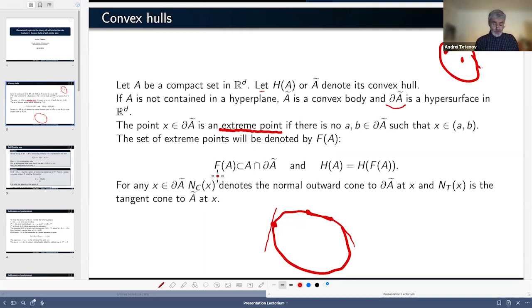From basic theorems of convex geometry, it follows that the set of extreme points lies in the intersection of A and the boundary of the convex hull of A. And moreover, the convex hull of A is the convex hull of the set of extreme points of A. For any x on the boundary of the hull, we can define an outward normal cone, NC. Along with this outward normal cone, we can define a tangent cone, NT, at the point x.